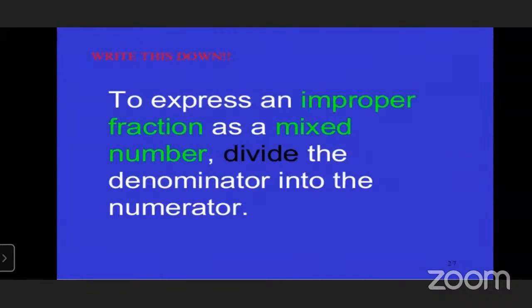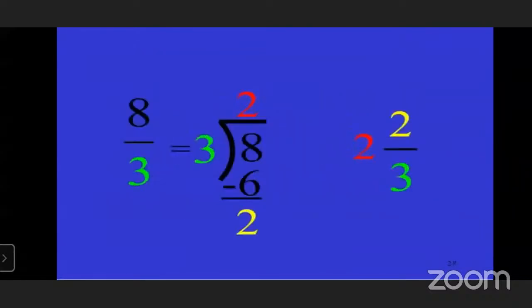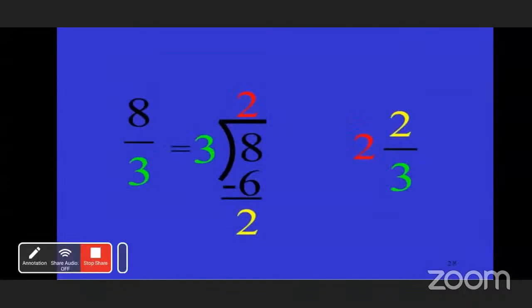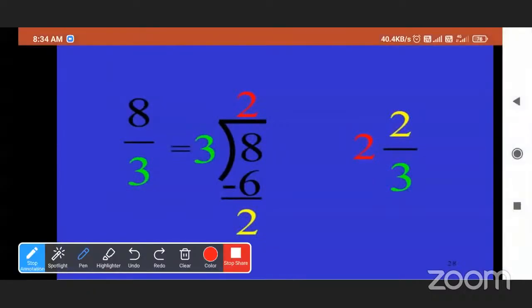So to get a mixed number, we have to divide the numerator part of the improper fraction by the denominator. See here, 8 upon 3. So how will we get the mixed number? We will divide 8 by 3. See here, 8 is the numerator and 3 is the denominator. So we divide 8 by 3.